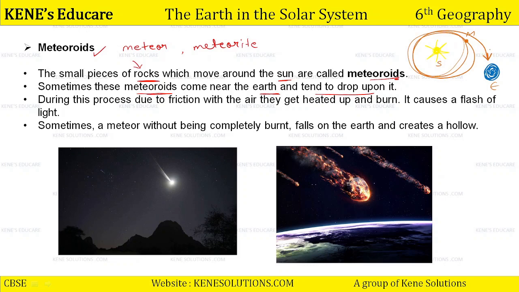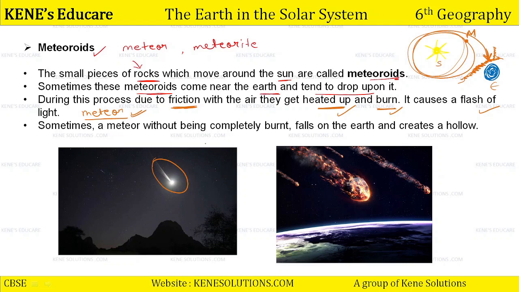So if the meteoroid tends to fall upon the earth, when it's falling, there is air flowing, and because of the friction with the air, it gets heated up and burns. Kabhi kabhi kya hota hai? If the meteoroid is revolving around the sun and suddenly it tends to drop upon the earth, it catches the friction of the air, gets heated up and burns. ऐसे चमकता हुआ दिखता है जब वो burn कर रहा होता है. And when it burns and causes a flash of light, it is known as a meteor.